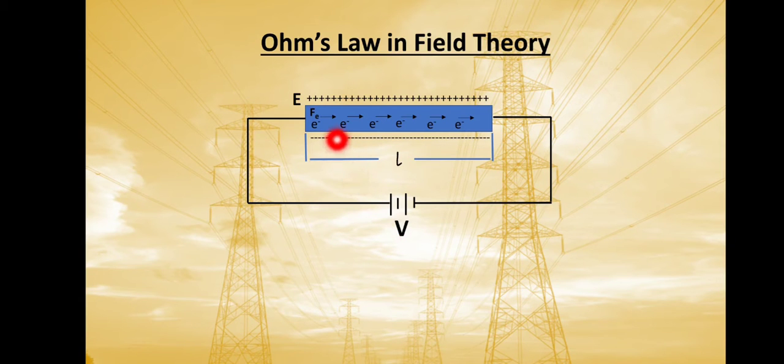Whenever I connected this conductor to the terminals of the battery, an electric field is set up throughout the length of the conductor. The positive charges are set up on one side of the conductor and negative charges on the other side. This electric field develops electric force on the electrons. Due to this electric force, the electrons try to move in a specified direction.